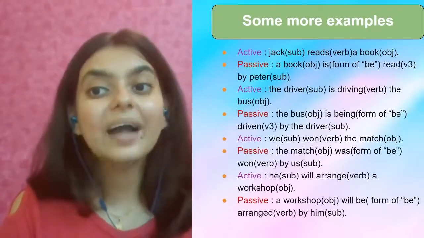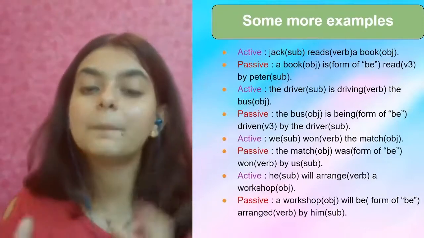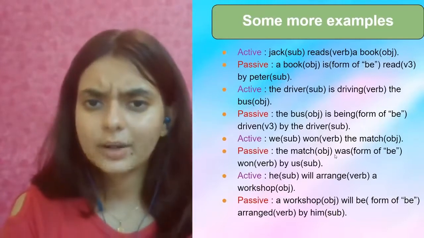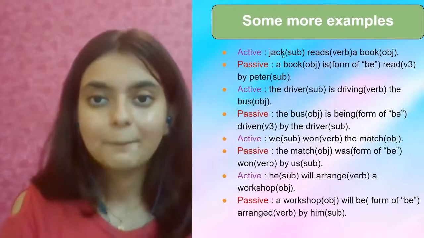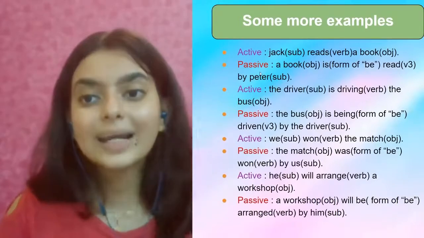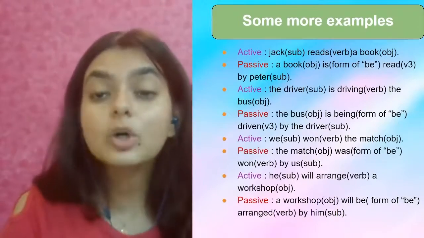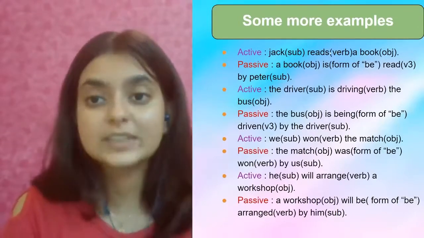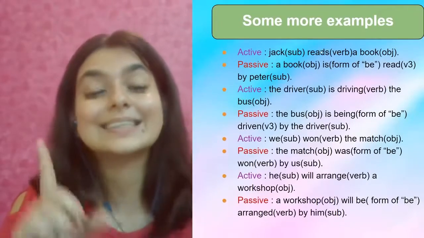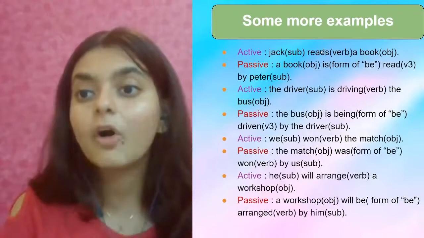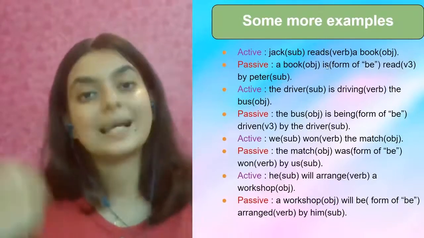Active voice: Jack reads a book. Simple. Passive voice: A book is read by Jack. So please do remember that you need to keep the verb the same. Like you need to keep the tense the same. Since this is "Jack reads," this is in present tense. So therefore, you need to add simple present only when you are changing from active to passive voice.